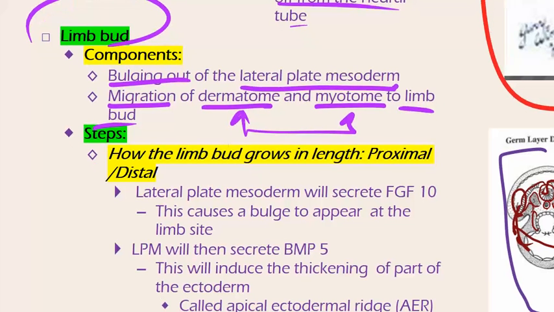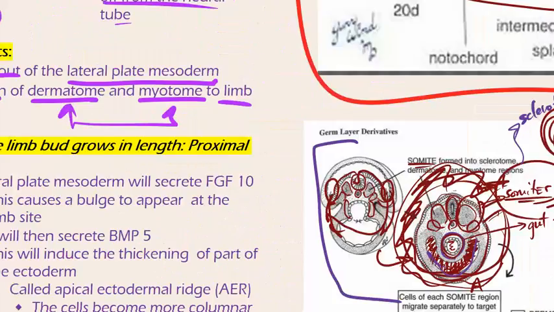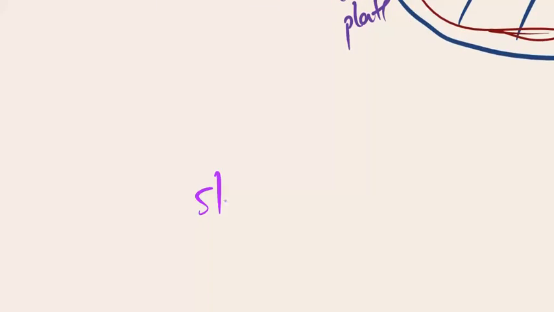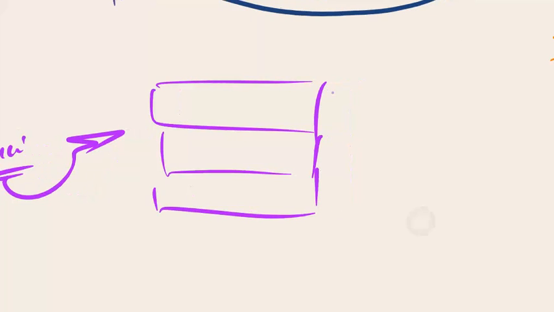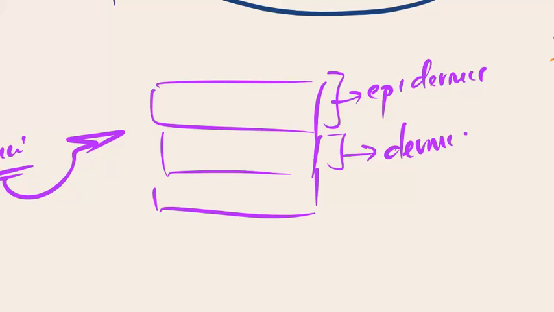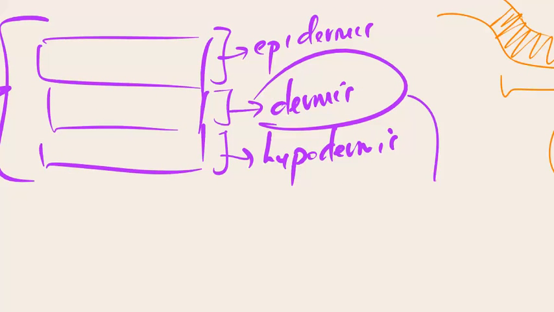And how about the dermatome? Okay, not the skin though. It's the dermis of the skin, right? So when you have the skin, you have the epidermis, right? And then you have the dermis, and then you have the hypodermis, right? So this is what we're talking about for the dermatome, right?